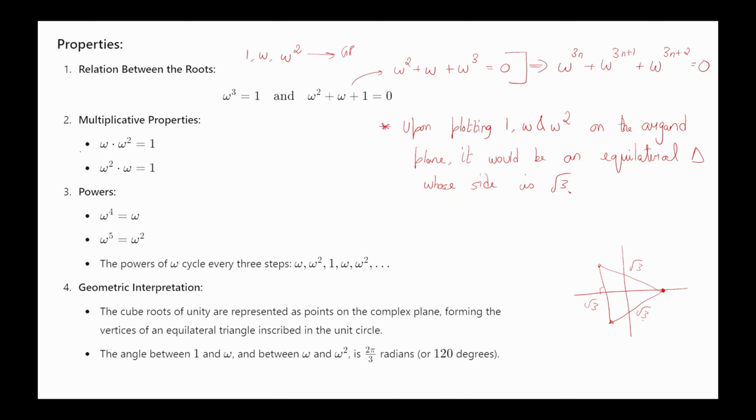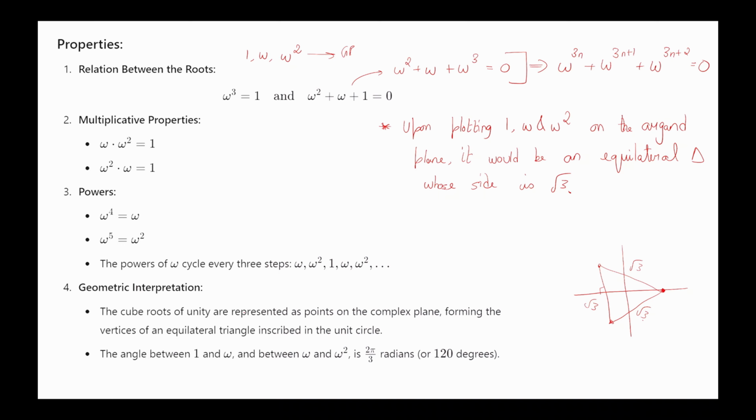Apart from that, a few more properties. Let's say if I have omega into omega square, it is always going to be 1. If I have omega square into 1, it is going to be 1. So the order of multiplication does not matter. Powers, omega to the power 4 would be omega, because I can write down my omega to the power 4 as omega cube into omega, and omega cube is 1. Similarly for omega to the power 5 as well. So the powers of omega cycle after every 3 steps.